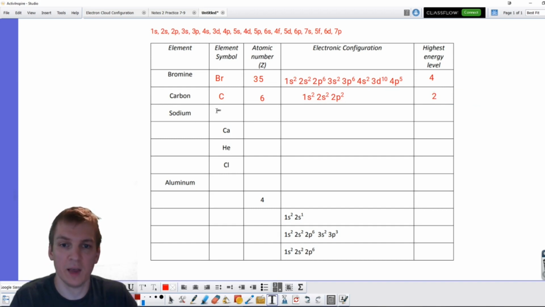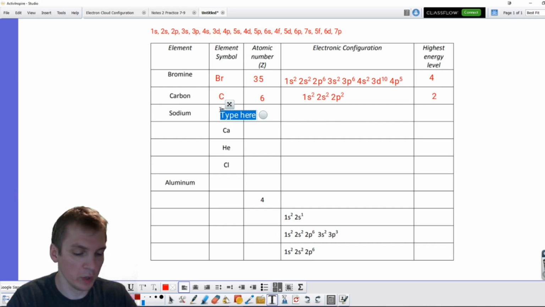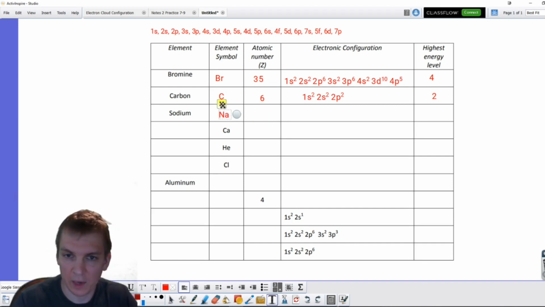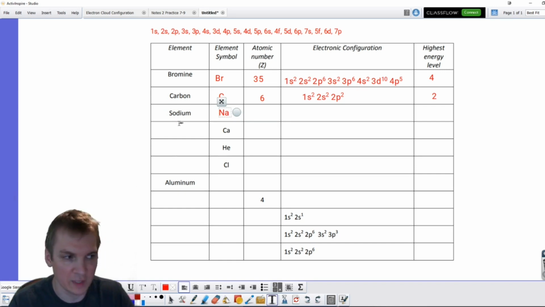All right, and then we have sodium, the third one. Sodium on the periodic table is Na. That's because of its Latin root. Sodium in Latin is called natrium. That's where the Na comes from. And then it is number 11 on the periodic table. So we're going to put an 11 there. And we're going to fill out its electron configuration.